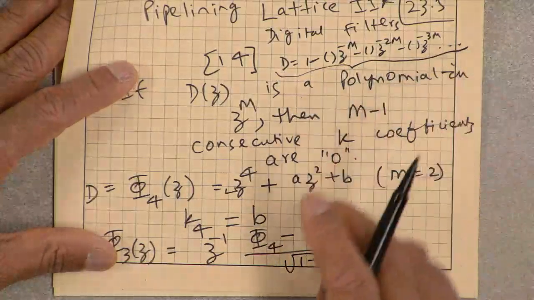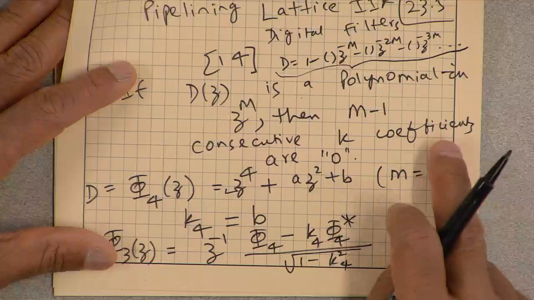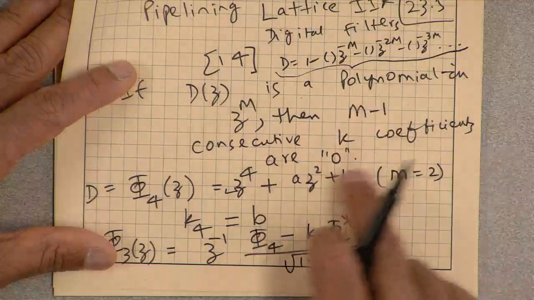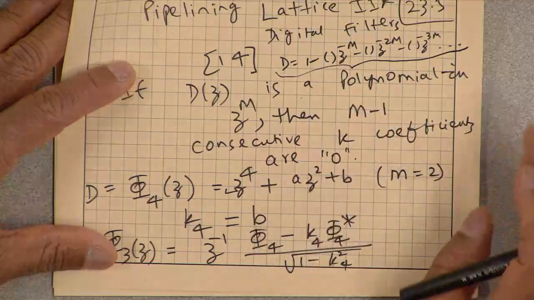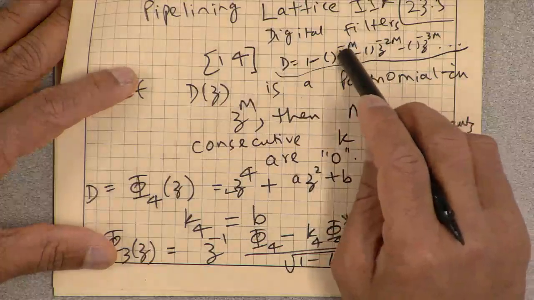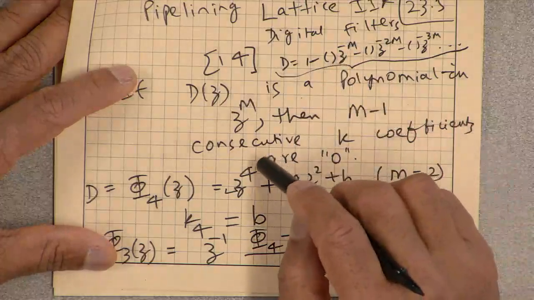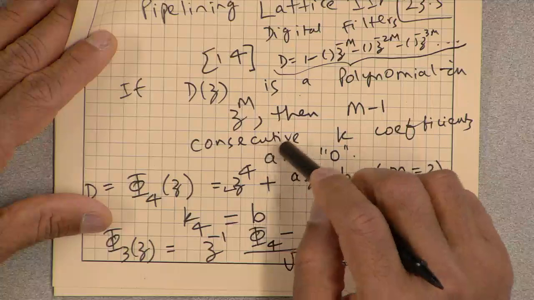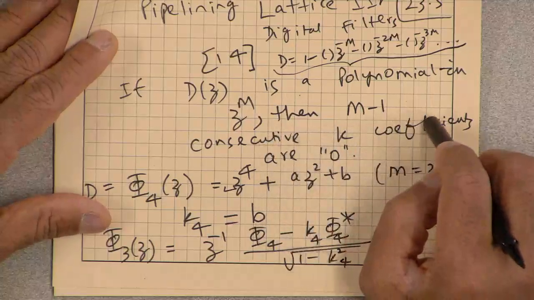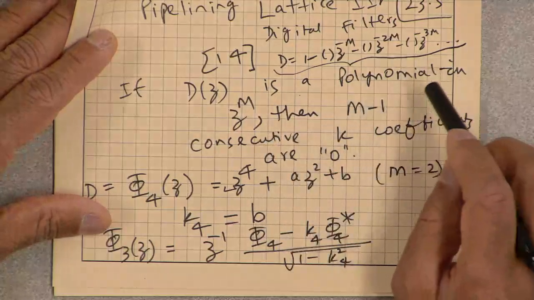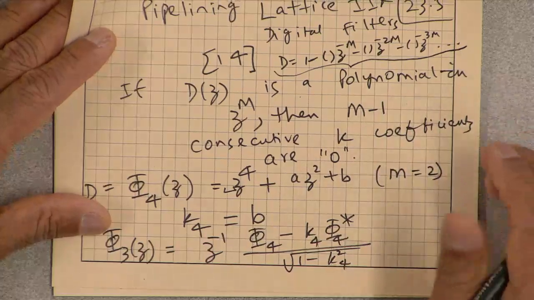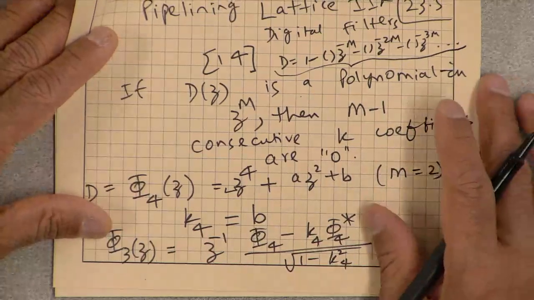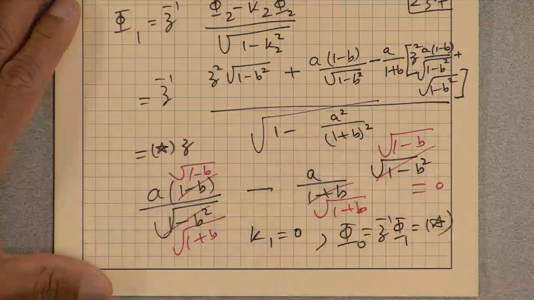And then m minus 1 consecutive k coefficients will be 0. If, for example, m was 8, we'll get 1 k coefficient that's non-zero, then 7 zero k coefficients, the next one non-zero, then 7 more zeros, and the pattern continues. Okay, so that's kind of the first observation.